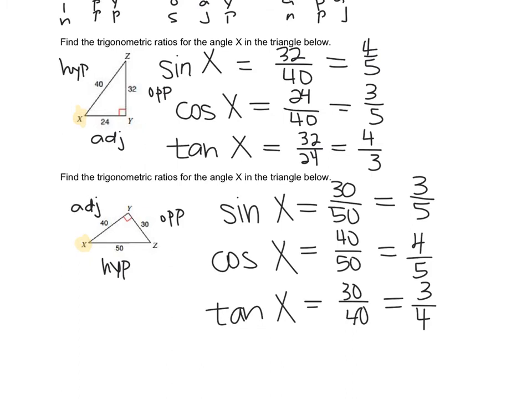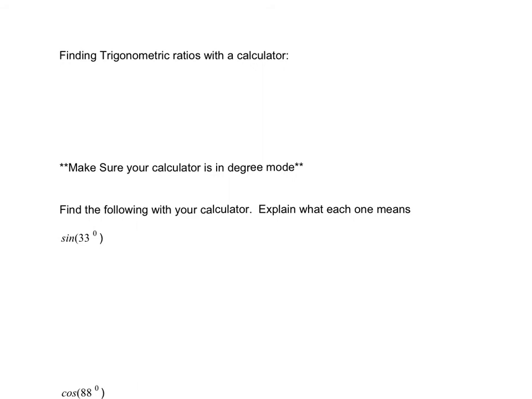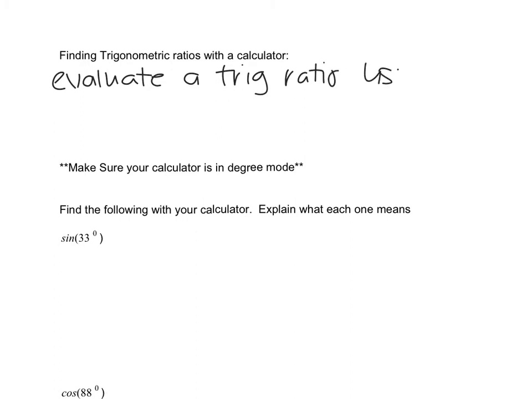So as long as you can identify the opposite, adjacent, and hypotenuse side for whatever angle you're looking at in a triangle, it just becomes knowing which trig ratio is which ratio. We can also find trig ratios with a calculator. So what we can do is we can evaluate a trig ratio using a calculator.